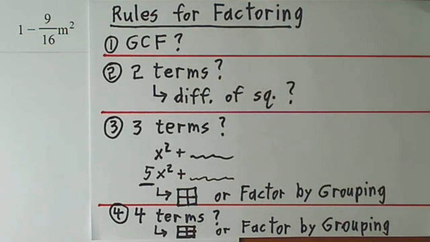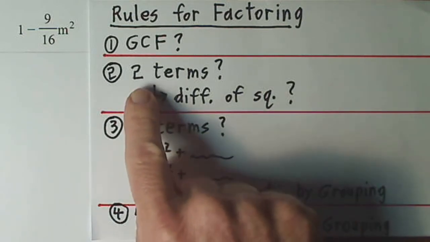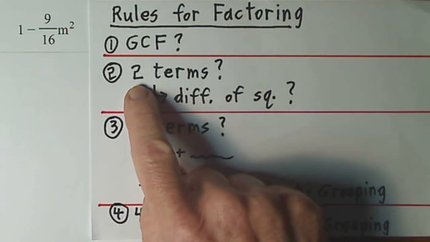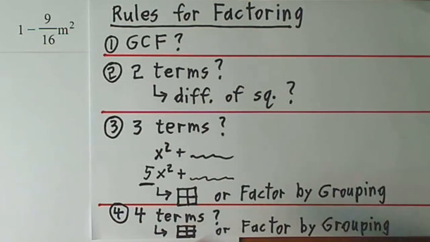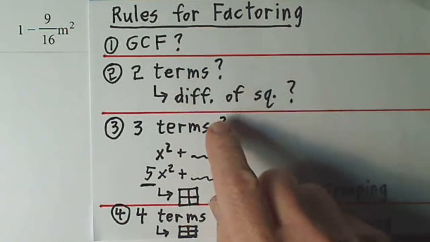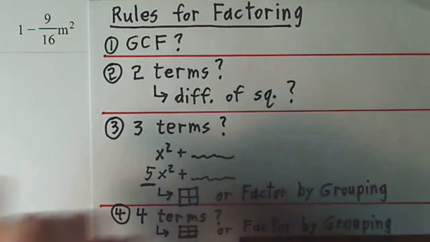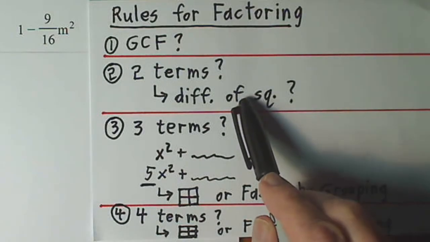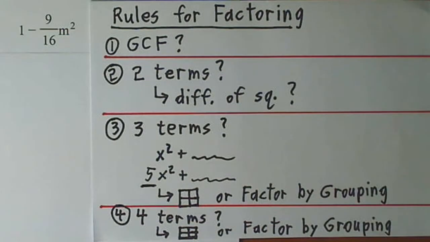First you look to see if there's a greatest common factor. If there is, you factor it out. Then you pay attention to how many terms you're given. If you have 2 terms, 3 terms, or 4 terms, each indicates possibly a different strategy. If you have 2 terms, you ask if it's a difference of squares. If it is, you can factor it. If it's not, you cannot factor it.